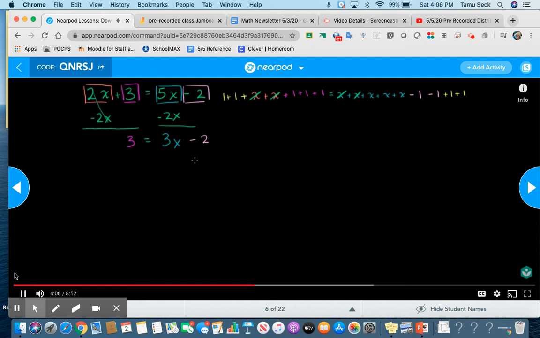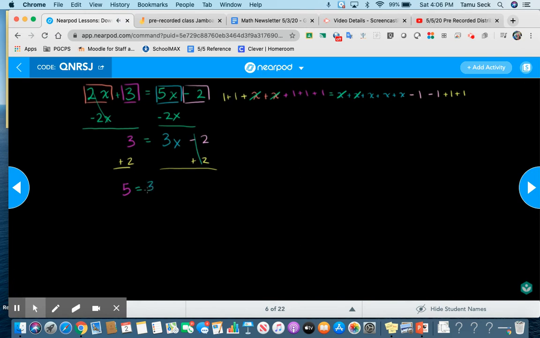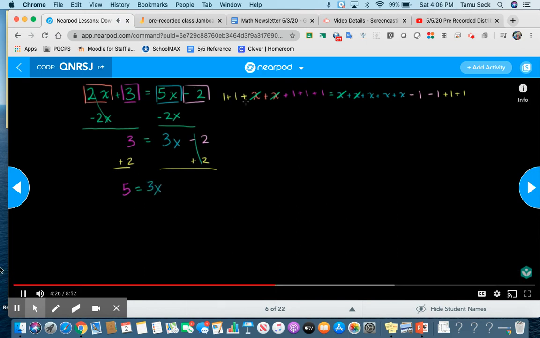What happens? Let me do it over here as well. So we're going to add 2 to both sides. What happens to the left-hand side? 3 plus 2 is going to be equal to 5, and that is going to be equal to 3x minus 2 plus 2. These guys cancel out, and you're just left with 3x.